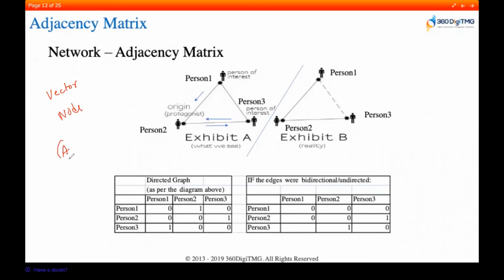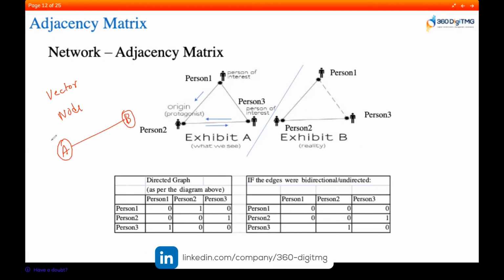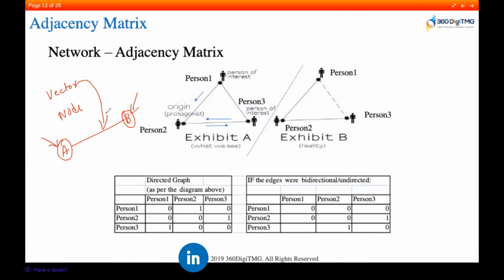If A and B are friends on Facebook or on Twitter, these two are called nodes, and the relationship between them is called a vector, or an edge. So if it is one, we call it a vector. If there are many, we call them vertices, right? So let us try to understand with an example here.